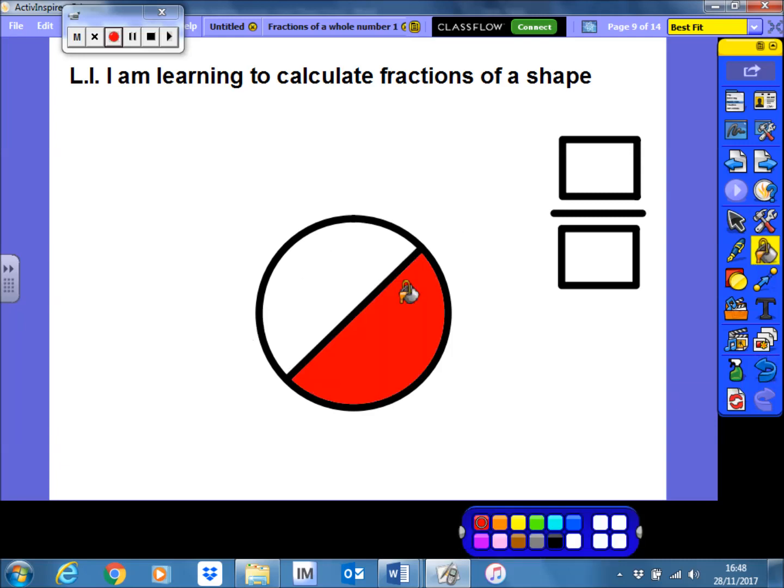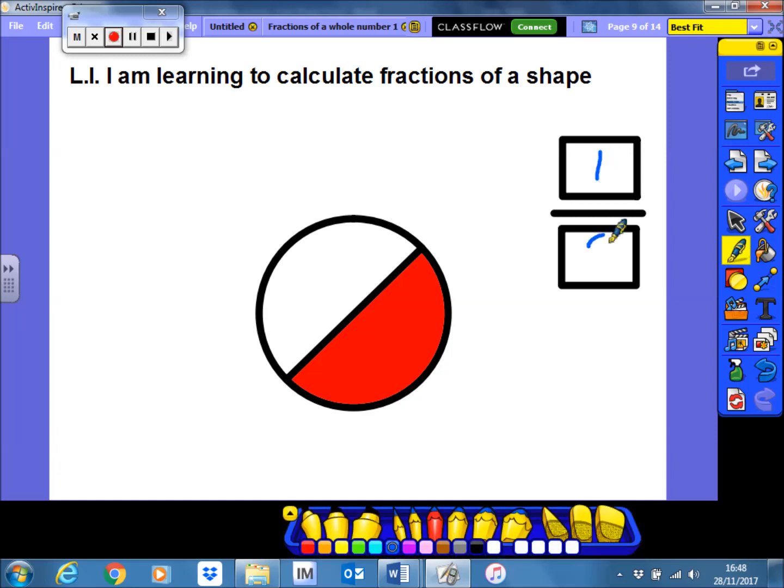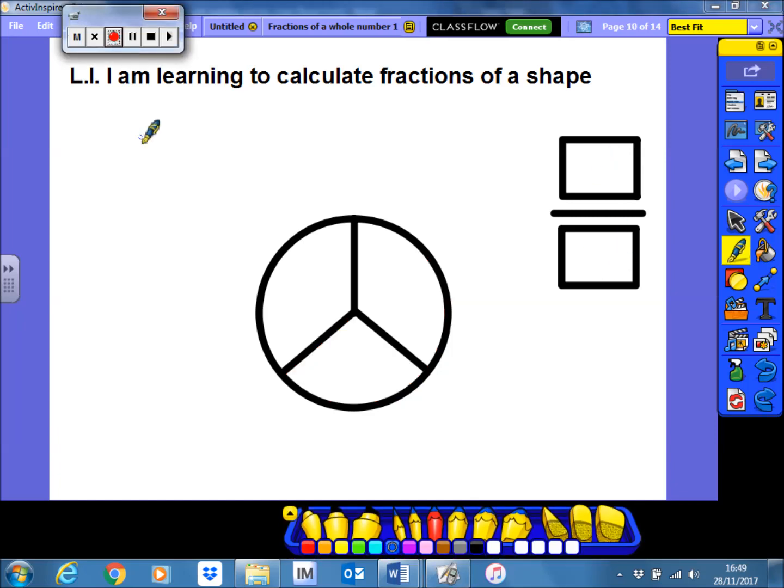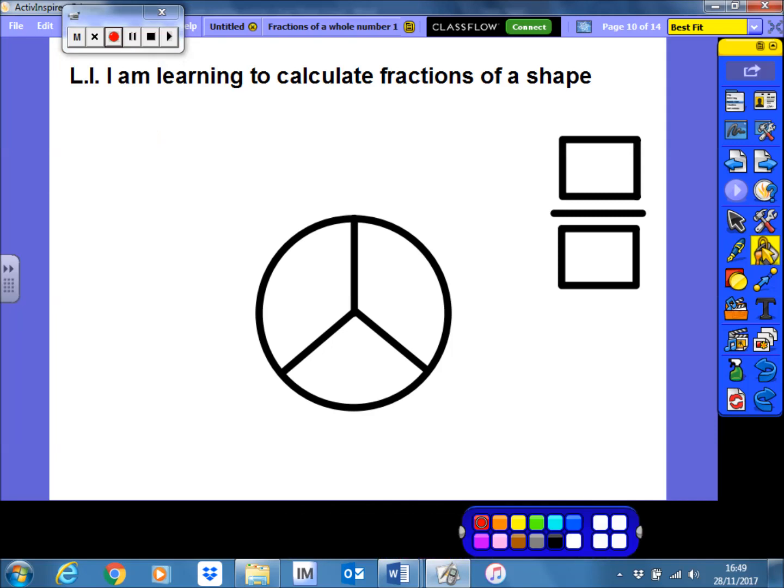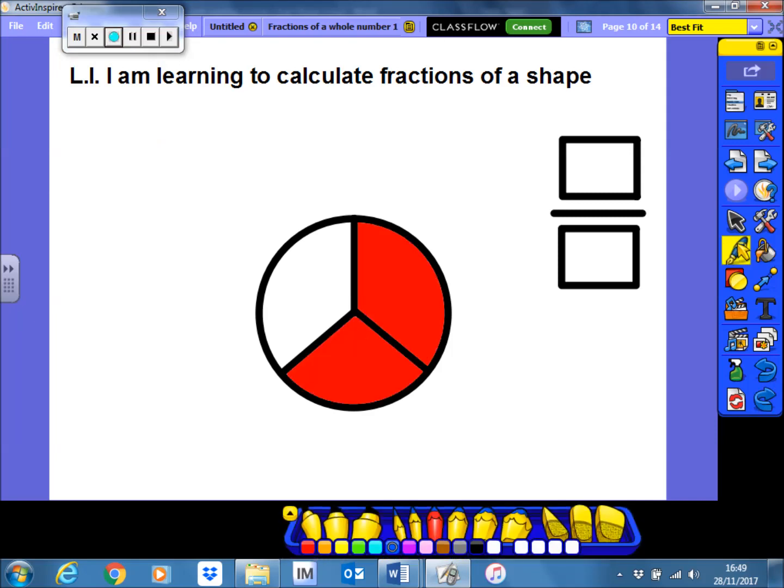So here, once again, we would have a half. Now in this shape, we can see that 2/3 of the shape have been coloured in. So 2 out of 3/3 have been coloured in total. Now, just as important as being able to say how much is coloured is being able to say how much is not coloured. So if 2/3 is coloured in, that leaves 1/3 remaining.